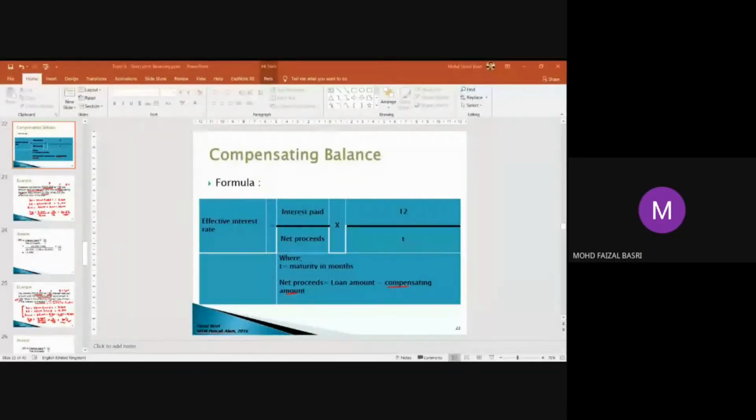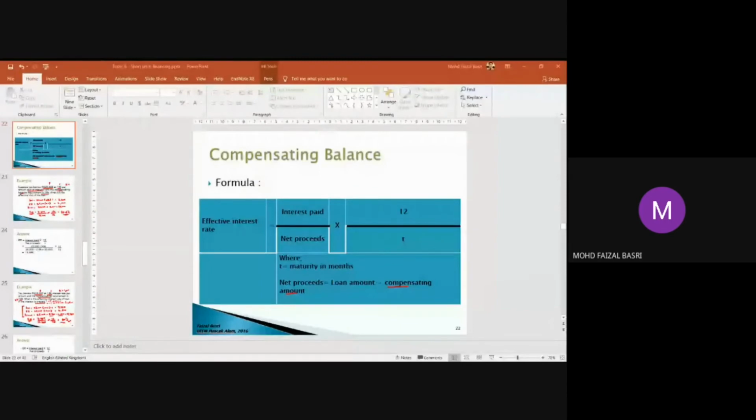Okay, there was a question earlier: why 12/6? Because the formula is 12/T. The formula is this one, 12/T. So when it is 6 months, T is 6, so it is 12/6.